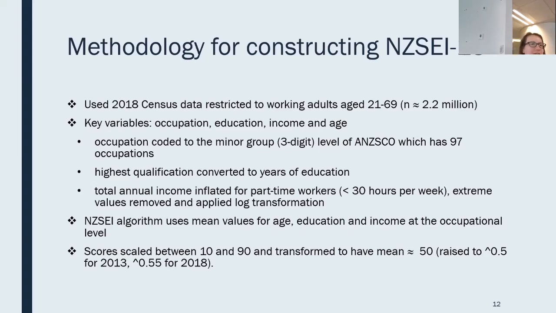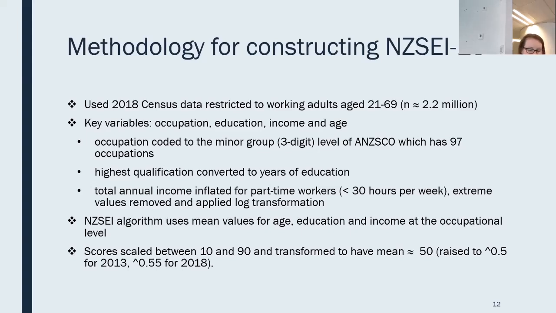So constructing the NZSEI requires data on 4 variables: occupation, education, income, and age. Occupation is coded to the Australian and New Zealand Standard Classification of Occupations, or ANZSCO. ANZSCO codes occupations to 6 digits. Each additional digit of ANZSCO contains increasingly specific occupational information. We use the ANZSCO classification to the minor group or 3-digit level to construct the NZSEI, which has 97 occupations.